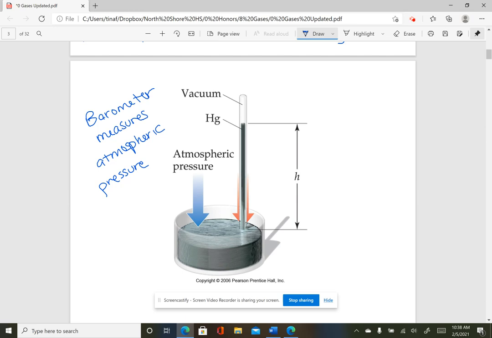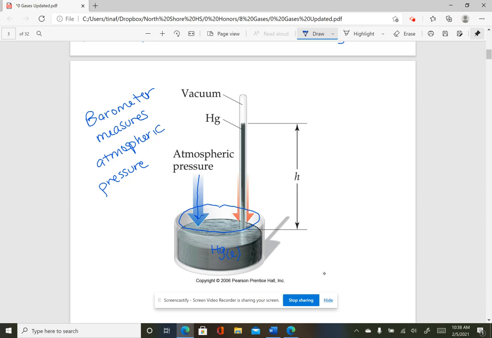As we go up in elevation, the air becomes less and less dense. There's less and less air molecules up there, so air pressure decreases. So how this instrument works, this is actually liquid mercury in a dish, and the container is open on top. So the air is able to push down on that mercury.